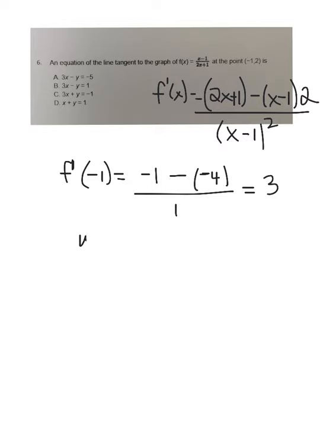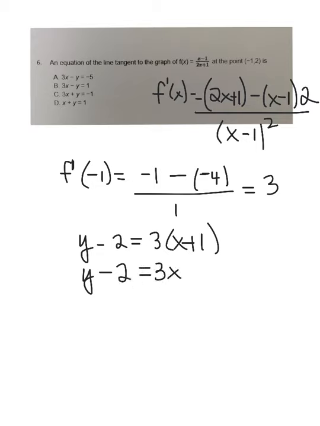Okay, so then y minus 2 equals 3 times x plus 1. Now that's not there. So if it's not there, let's try to get it to look like it's in the same form as what you see in the multiple choice. So I'm going to distribute. Now I see that my multiple choice answers go x, y equals then a number. So that's what I'm going to try to do.